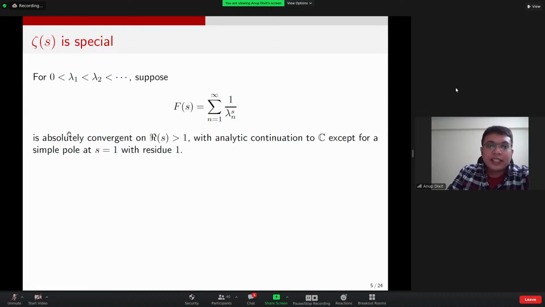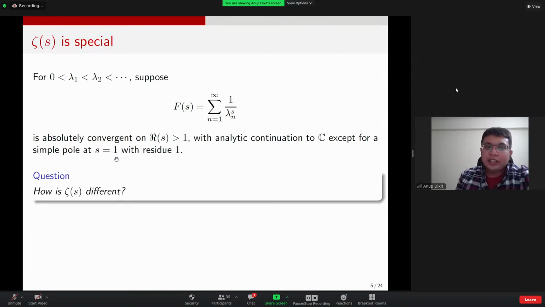And suppose this series absolutely converges in the half plane real part of s greater than 1, let's say with analytic continuation to the whole complex plane, except for a simple pole at s equals 1 with residue 1. So let's consider the set of all these functions, and we would like to determine what makes the zeta function so special. How is the zeta function different?